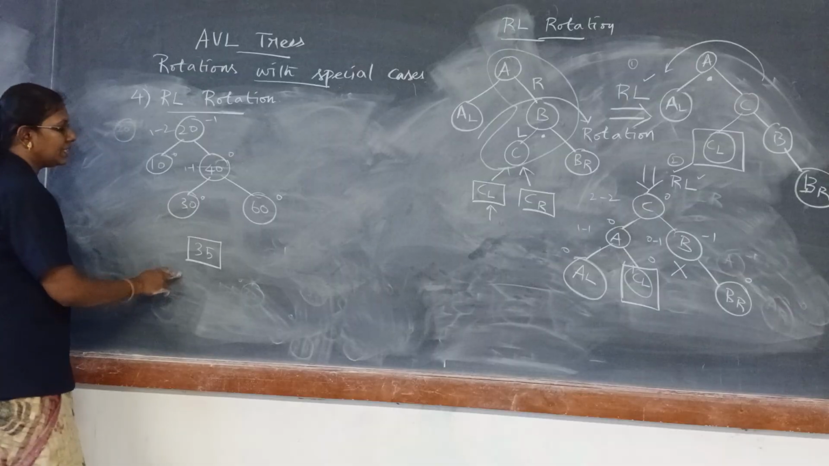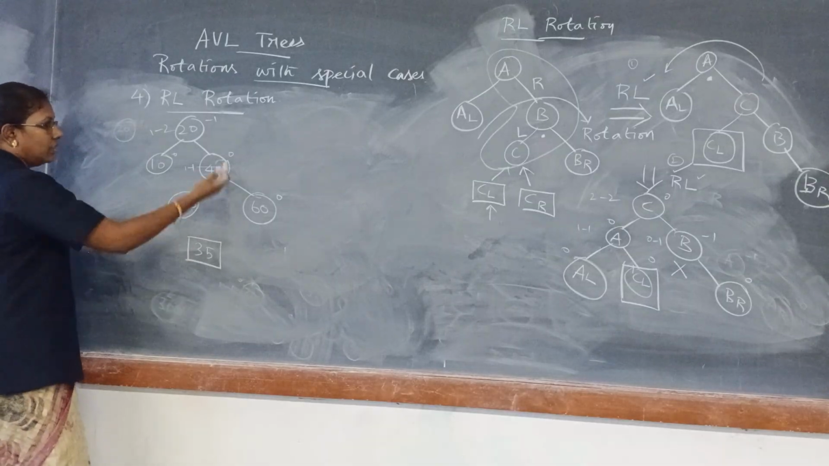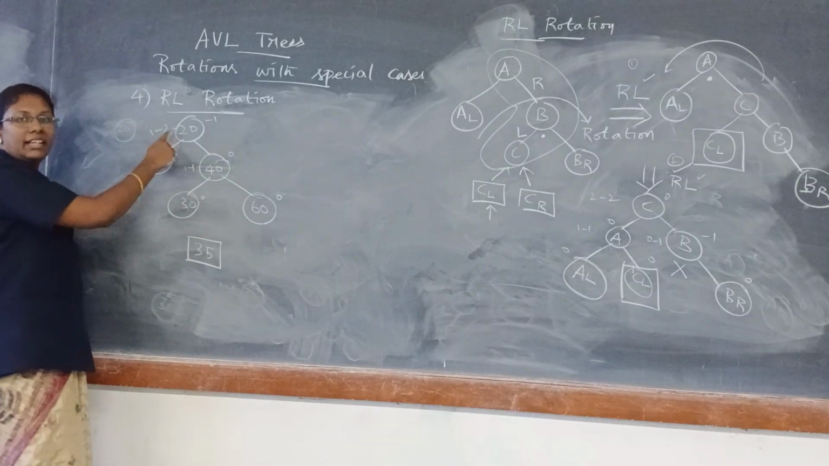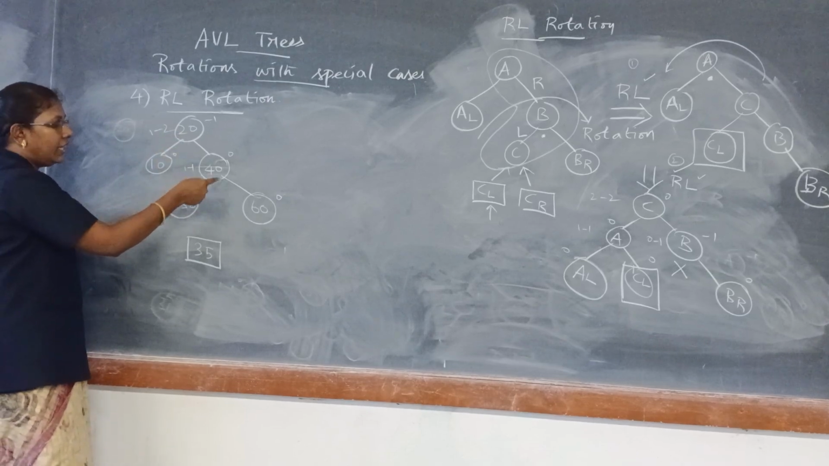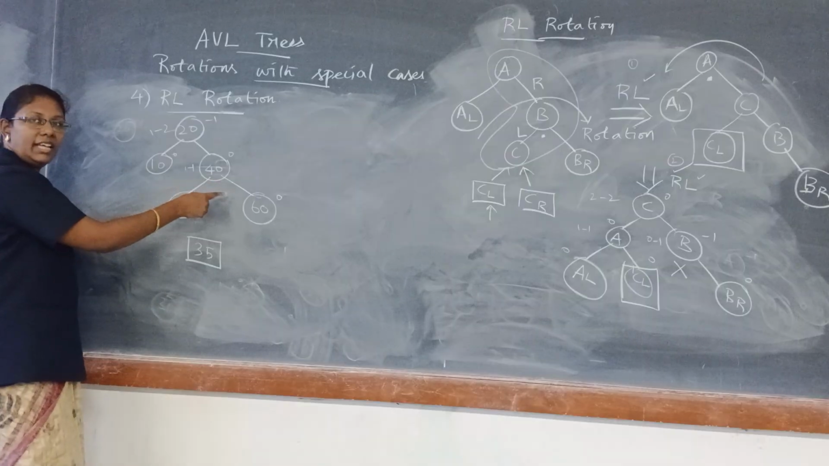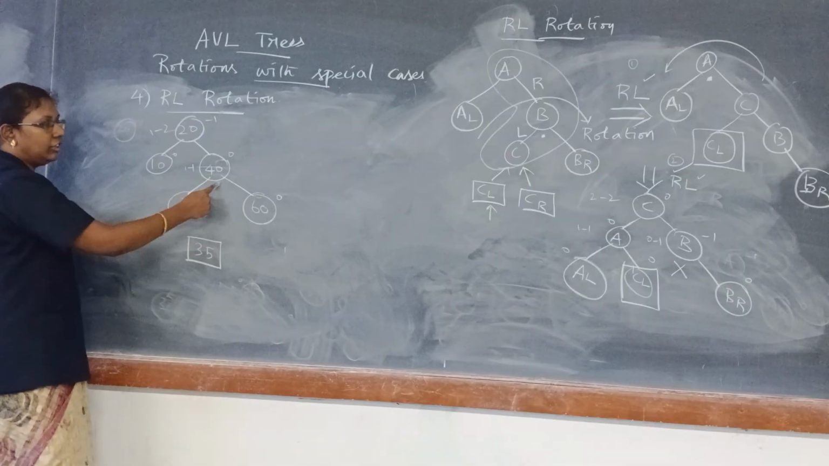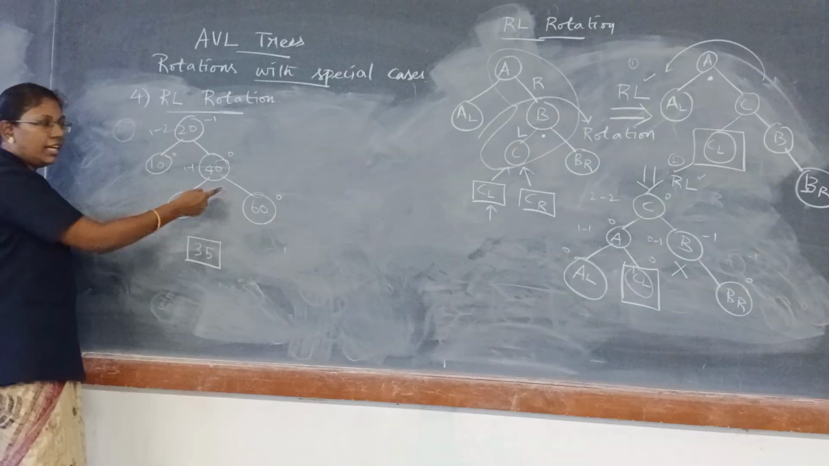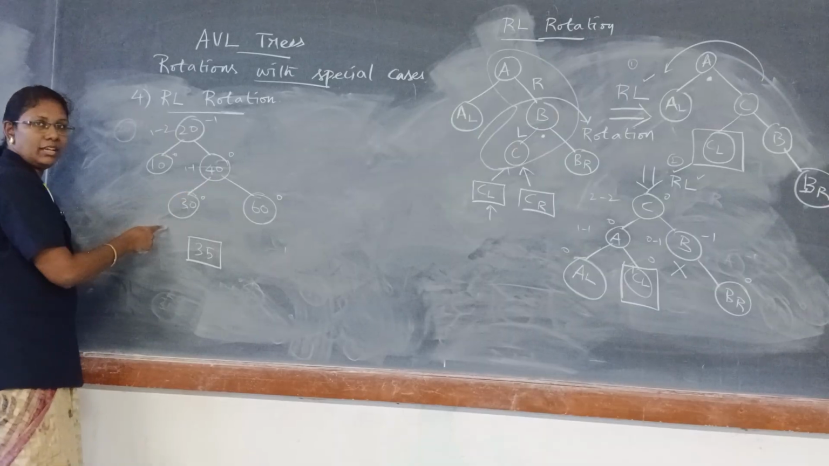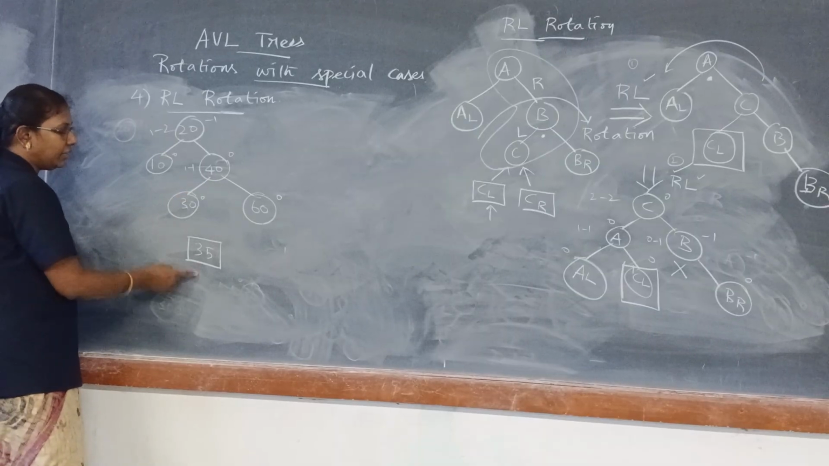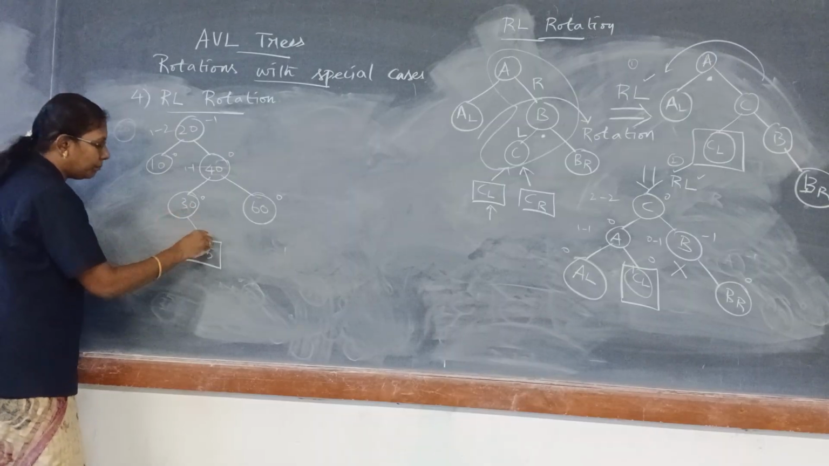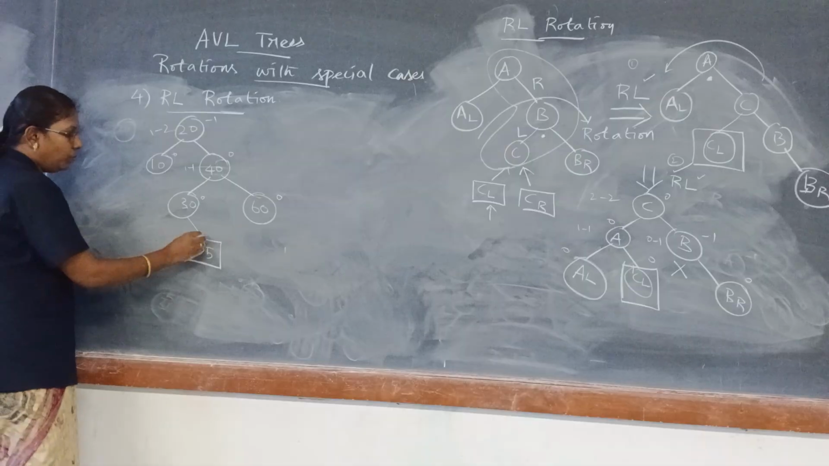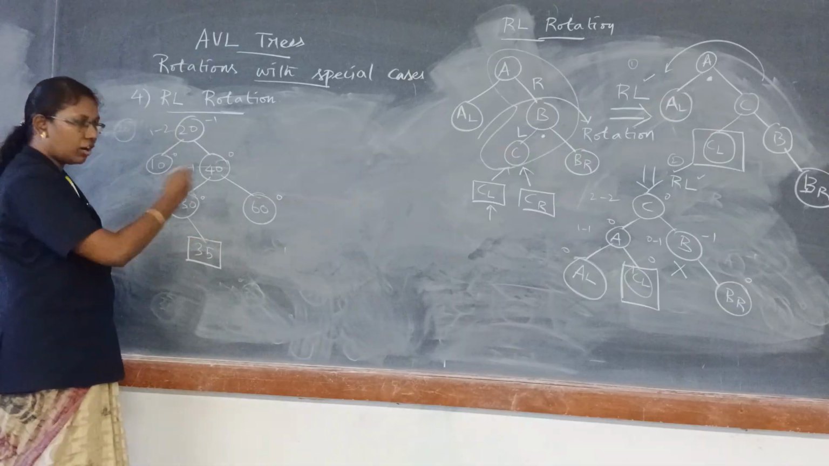So this 35 is greater than 20, so it must come to the right hand side. So in this right subtree, while comparing 35 with 40, 35 is less than 40, so it must come in this left hand side, and now comparing with 30, 35 is greater than 30, so it must be present at this point. Now calculate the balance factor for all these nodes.